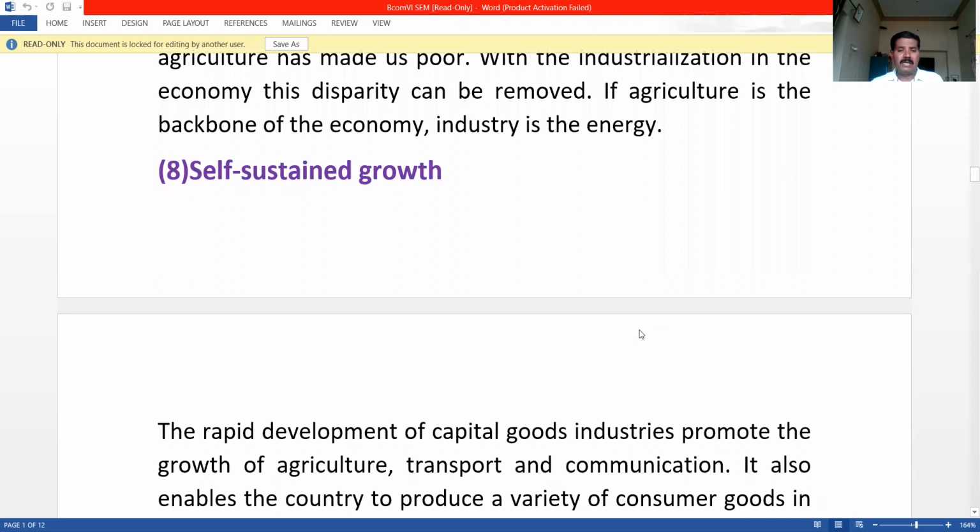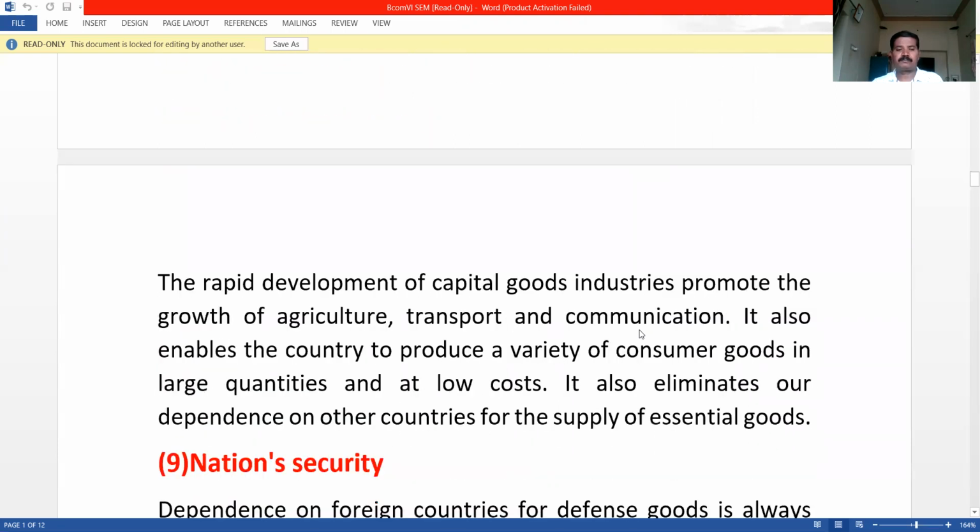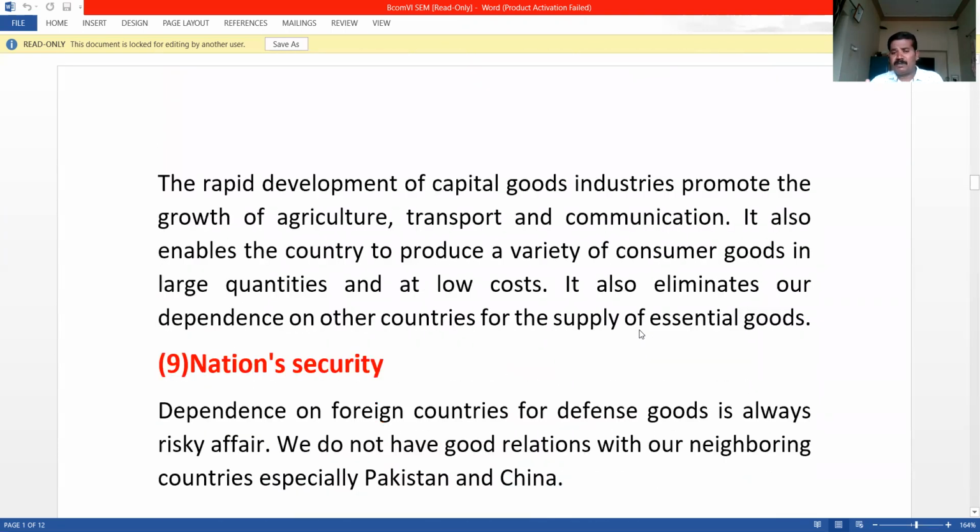Eighth point, self-sustained growth. The rapid development of capital goods industries promotes the growth of agriculture, transport and communication. It also enables the country to produce a variety of consumer goods in large quantities and at low costs. It also eliminates our dependence on other countries for the supply of essential goods.